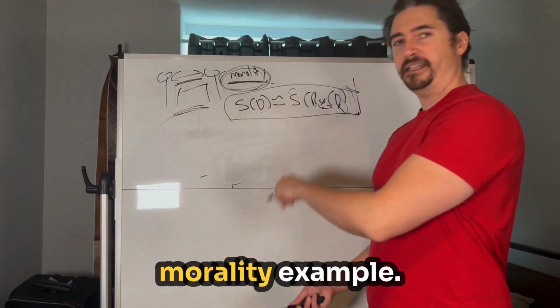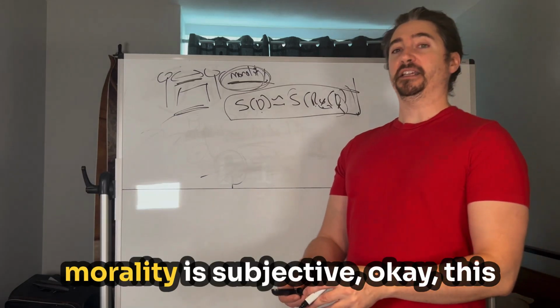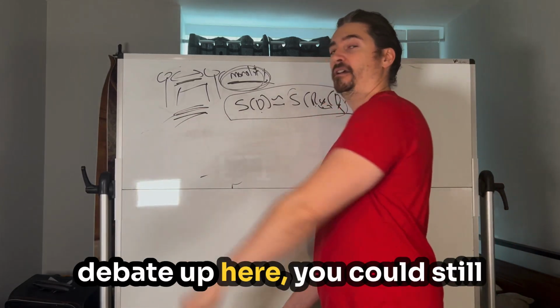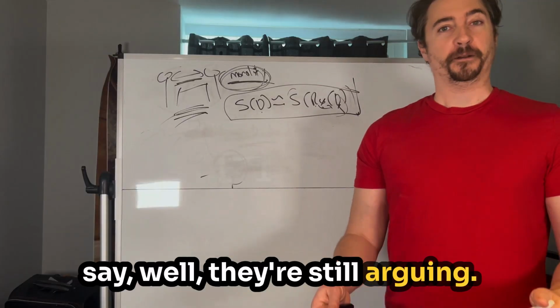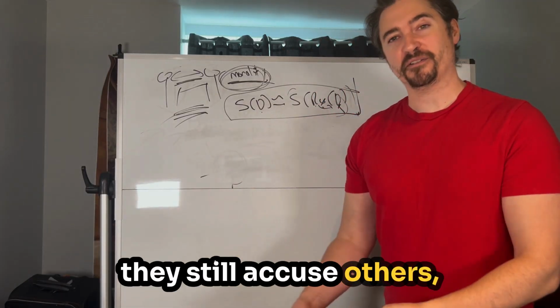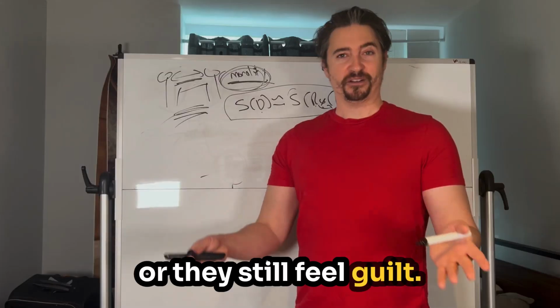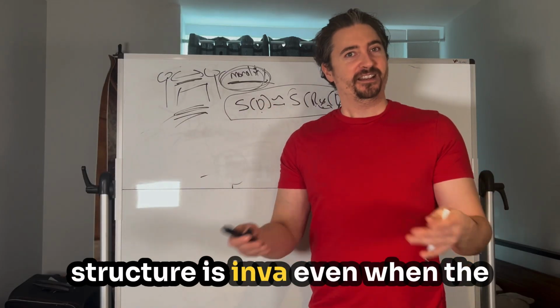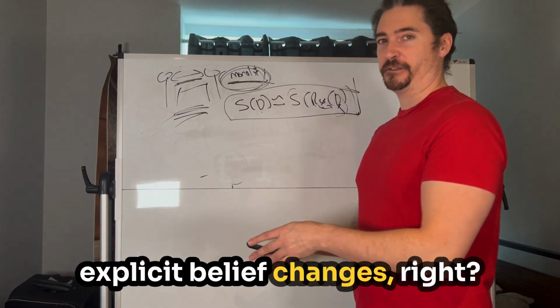So back to that morality example, even when someone says morality is subjective, okay, this debate up here, you can still say, well, they're still arguing. They still defend themselves. They still accuse others, or they still feel guilt. Okay, so the behavioral structure is invariant, even when the explicit belief changes. Right?